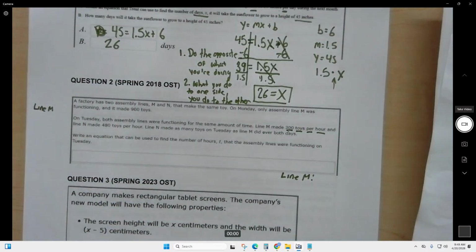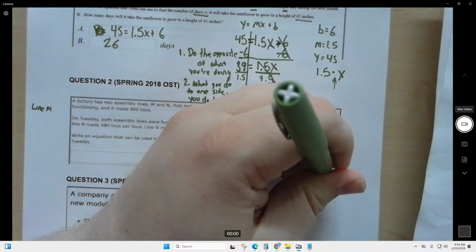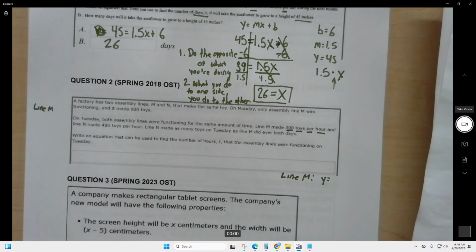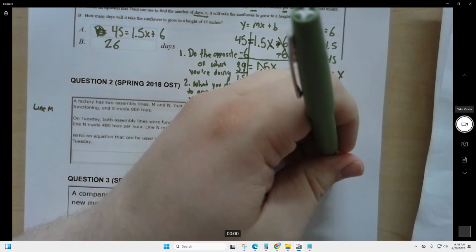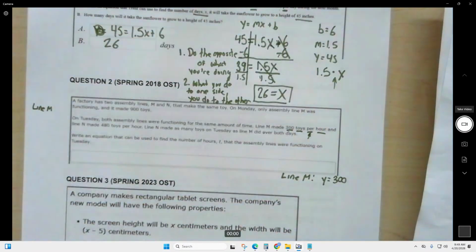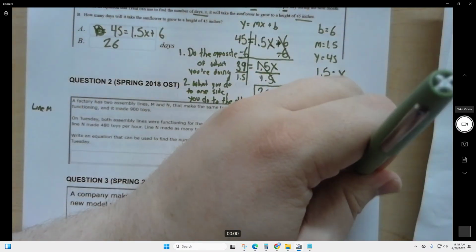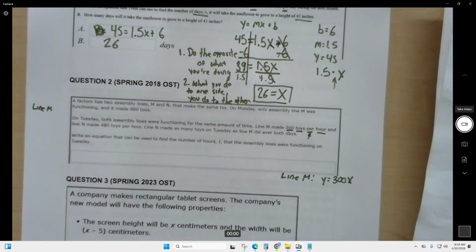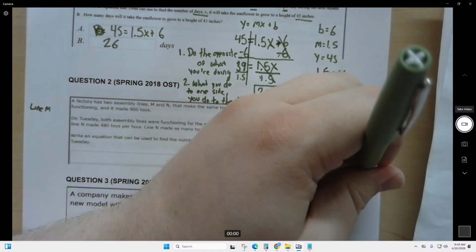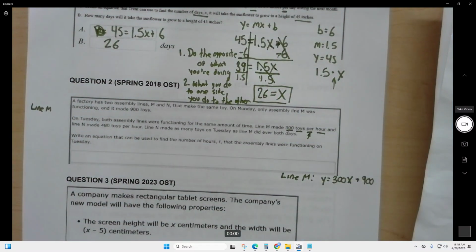So going back to y equals mx plus b, right? The amount of toys it made, y, is equal to 300, because that's the rate. Remember, we look at per for rate. 300x, and that includes the 900 toys that it made on Monday.